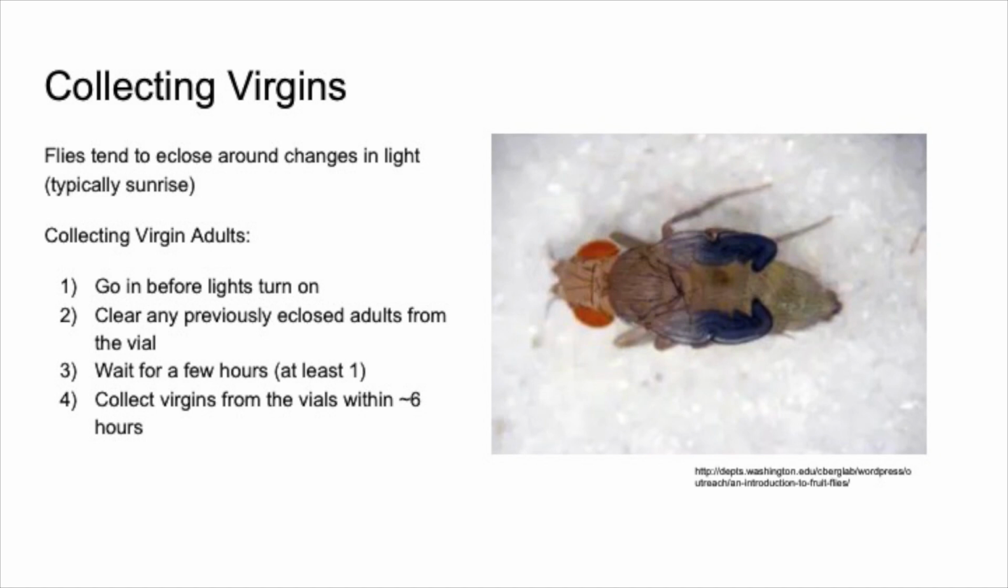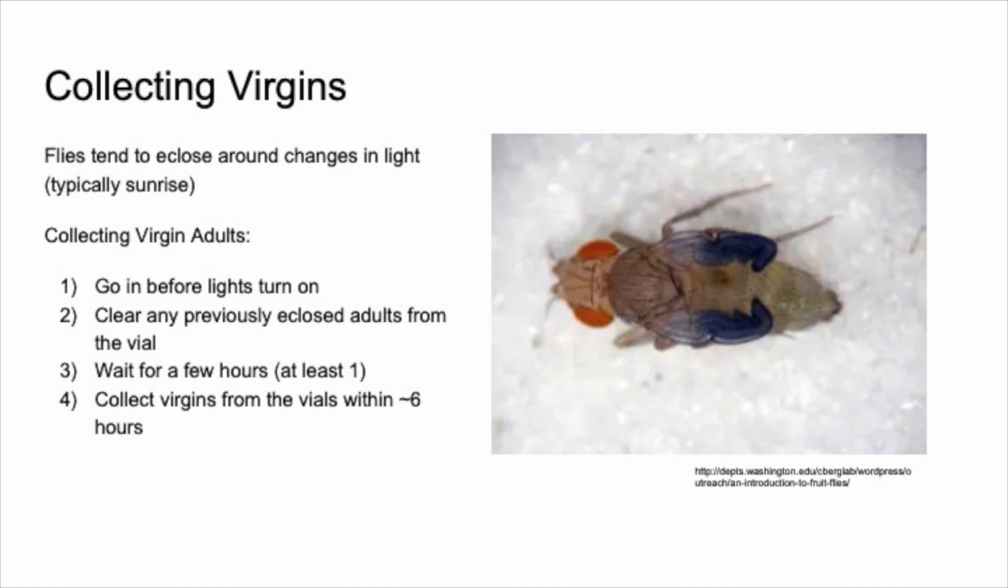After you've cleared out all of the adults, wait for a couple of hours so that the lights change and the flies have a chance to emerge, and they have a chance for their exoskeleton to harden enough that they're not as incredibly delicate as they are right when they emerge. It will typically take around 6 to 8 hours after emergence for flies to mate for the first time.